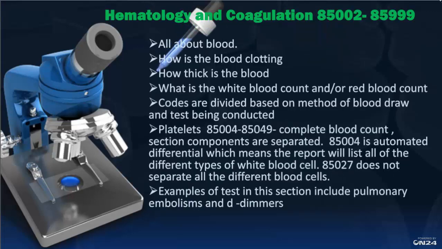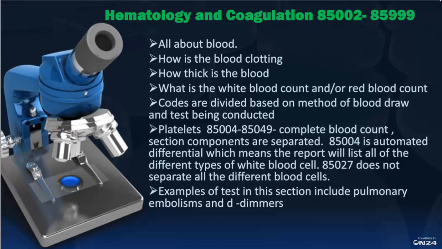Hematology and Coagulation codes 85002 to 85999. These codes are all about the blood, how it's clotting, how thick it is, what the white blood count, red blood count, and so forth is. These codes are divided based on the method of blood draw and the test being conducted.